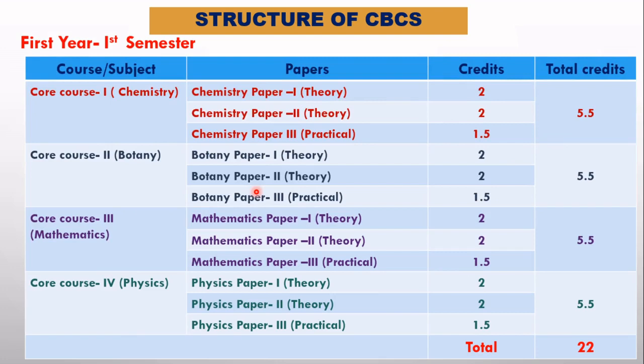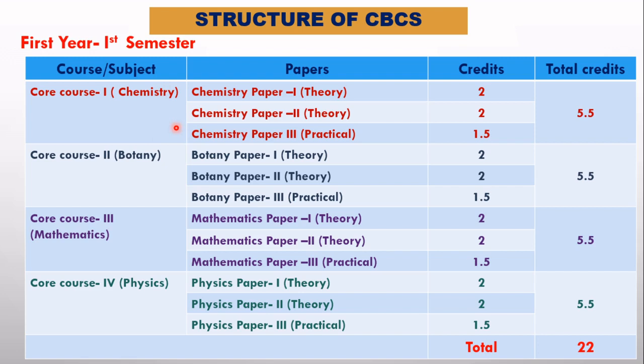Now, the structure of CBCS. First of all, we will start from the first year. The first year is again divided into two semesters, first semester and second semester. Now we will see how the first year will be in the CBCS pattern. In first year, first semester, suppose the candidate has selected four core subjects. As we know, for first year any student has to select four subjects. Suppose a student has selected four core courses: chemistry, botany, mathematics and physics. So this is the combination he has selected.